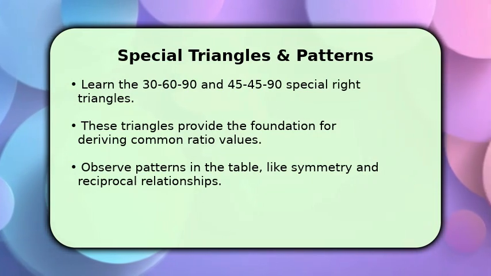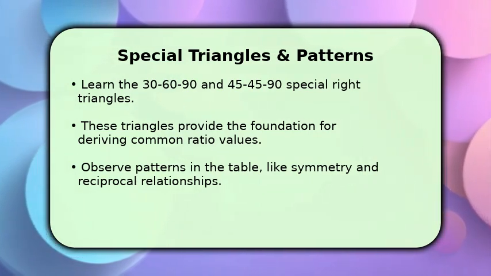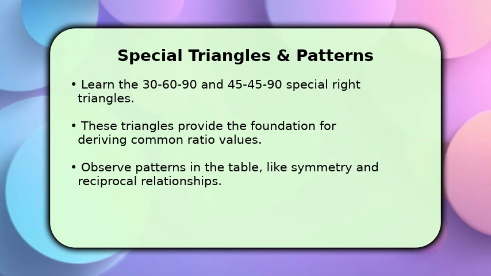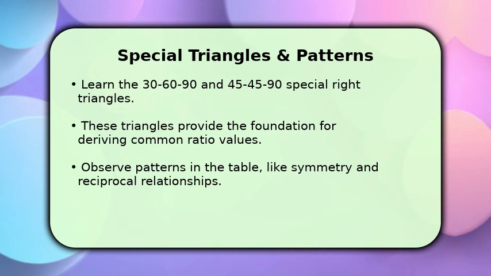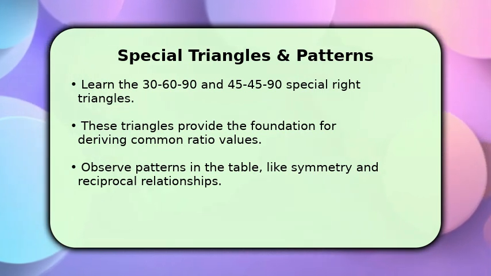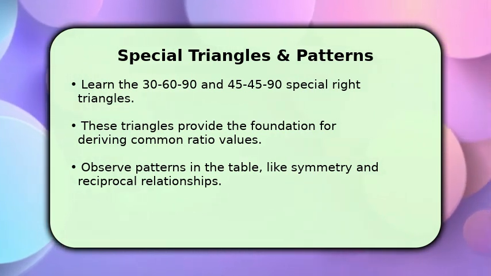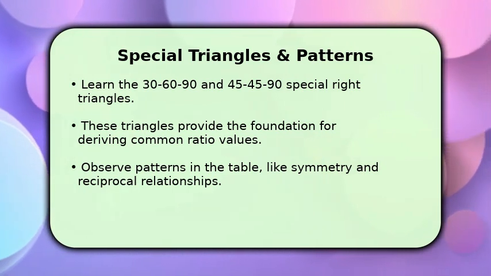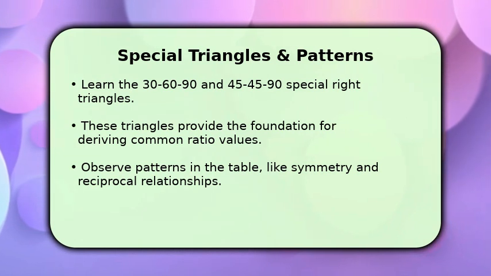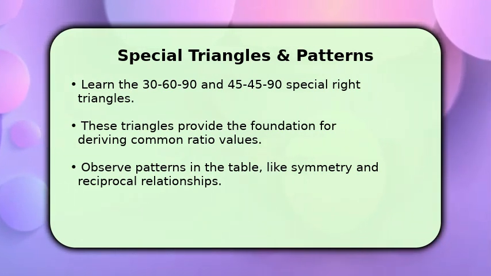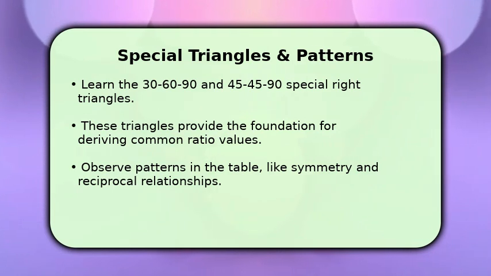Understanding special right triangles is another powerful tool. The 30-60-90 and 45-45-90 triangles are fundamental. They provide the geometric basis for deriving many common trigonometric ratio values. Additionally, observing patterns within the trigonometric table, such as symmetry and reciprocal relationships, can greatly aid memorization. Recognizing these connections helps you predict and recall values more efficiently, building a deeper understanding beyond rote memorization.